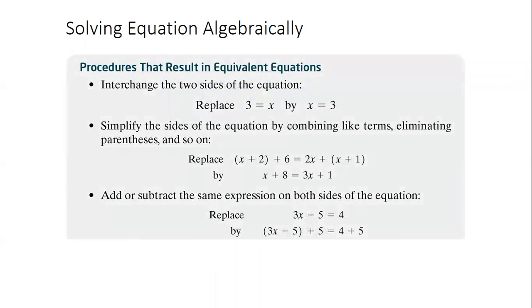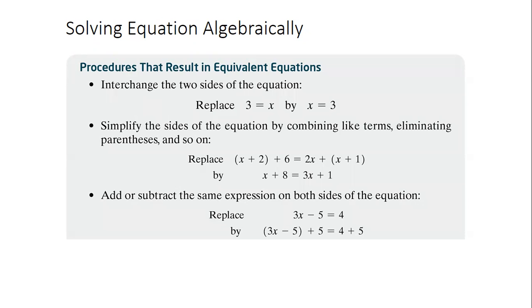Okay, so we talked about some of the procedures and how they work. So when it's written as 3 equals x, with the reflexive property, I can reflect that, right? And it can become x equals 3.